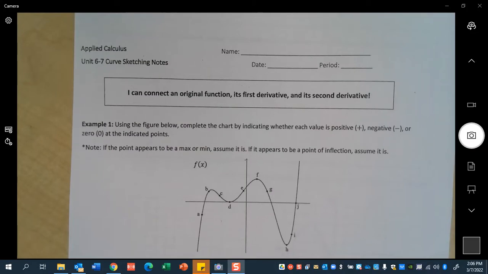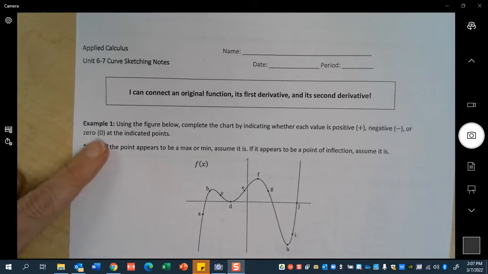Our whole idea, are you with me? Our whole idea for this class is to draw the connections between your original function, your first and second derivative, looking at how they're all related and how we can use that information to sketch curves.